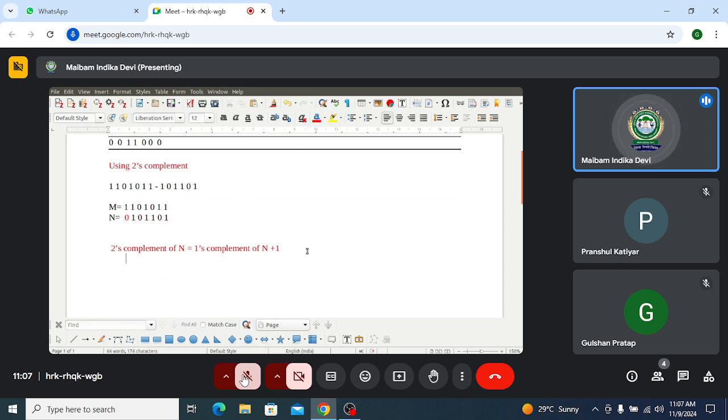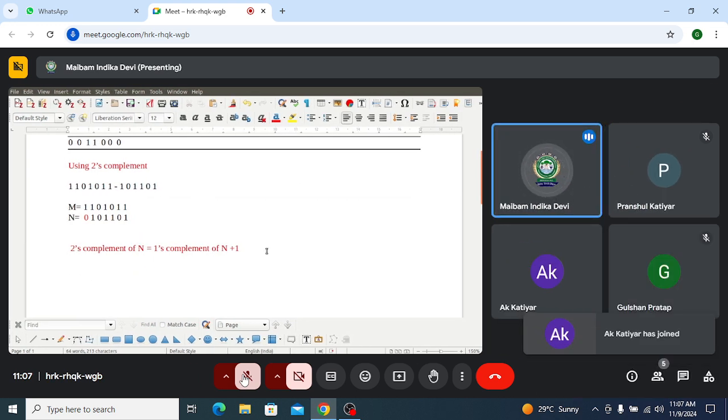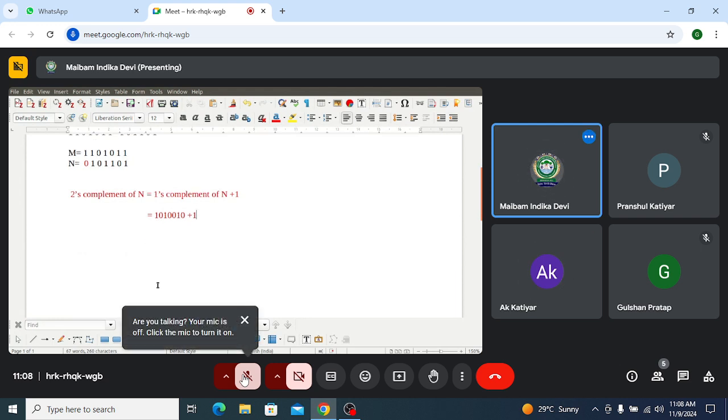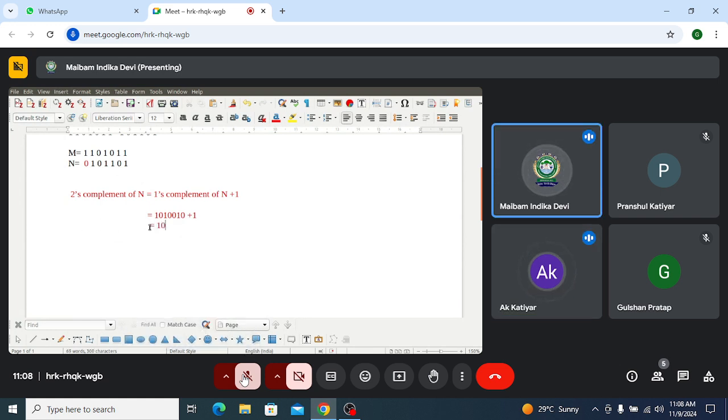Two's complement of n equals first the one's complement of n. What is the one's complement of n? You exchange zeros by 1 and 1 by 0. So what is the one's complement of n? Tell me. 1 0 1 0 0 1 0, right? Then plus 1. Clear? Yes, ma'am. So if you add these two, what will be the result? 1 0 1 0 0 1 1. So this is step 1.